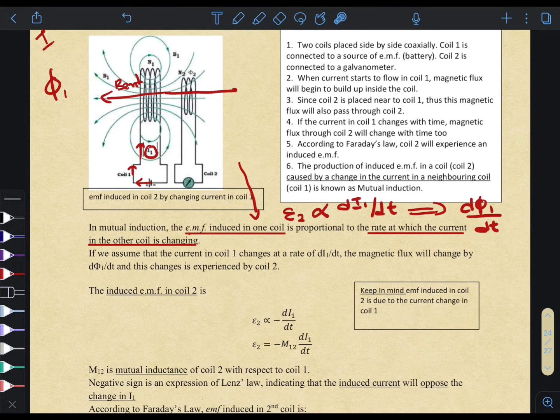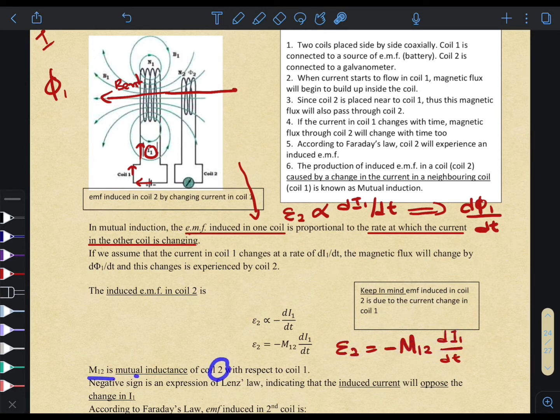Negative ini adalah referring to the Lenz's law itu. So this proportionality can be referred as induced EMF in coil 2 is equals to negative mutual inductance M12 di1 over dt. Okay, mutual inductance dekat sini kita guna subscript 12 adalah disebabkan oleh changes in coil 1 leads to the production in coil 2. Okay, so EMF 2 equals negative M12 di1 over dt.